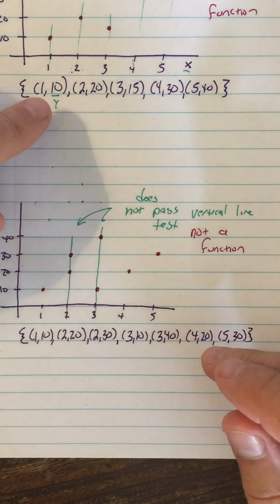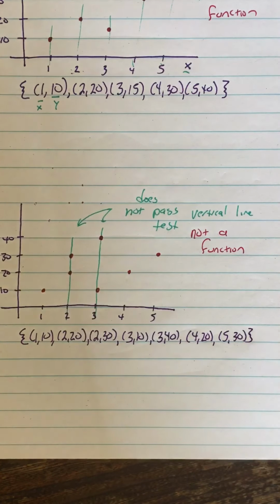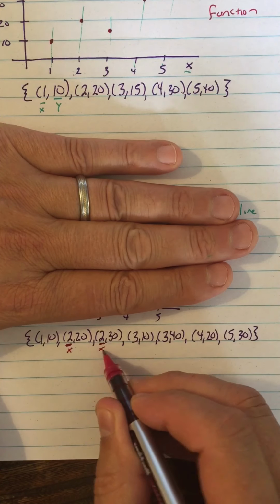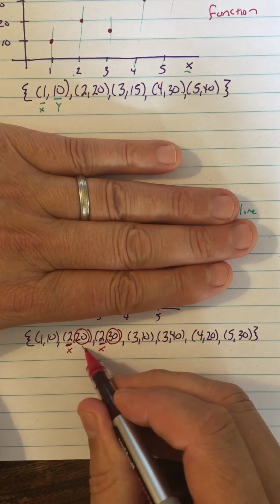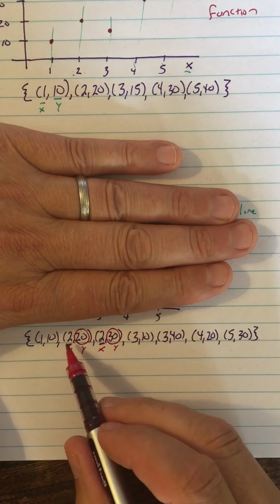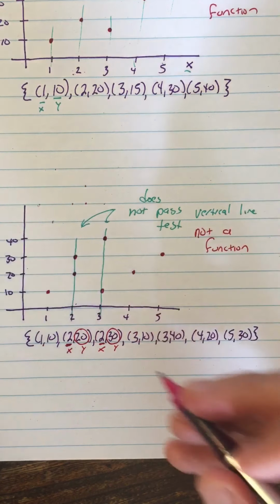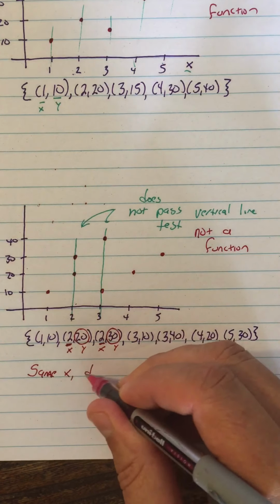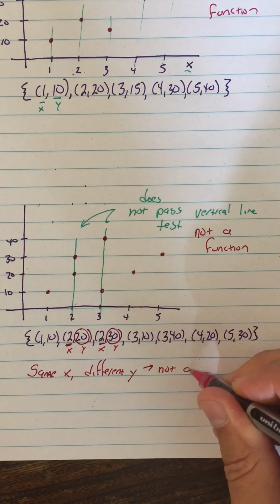Now, just by looking at the points, if we didn't see the graph, we would know that this one is not a function, and here's why. Whenever we see the same x with two different y's, it's not a function. Because we know if it has the same x with different y's, then that same x has to be on a vertical line. So here's what we say. Same x, different y means it's not a function.